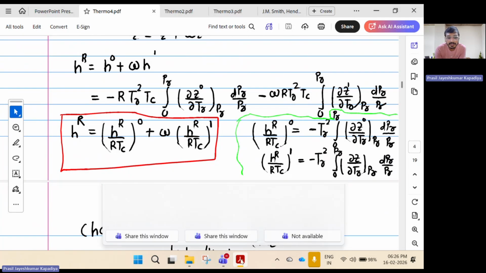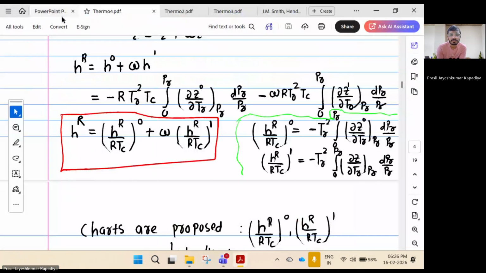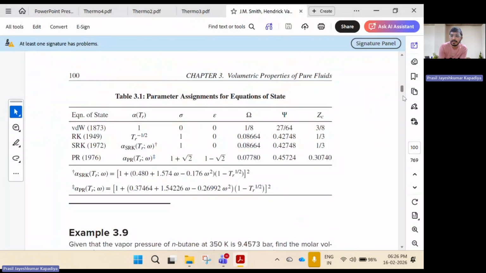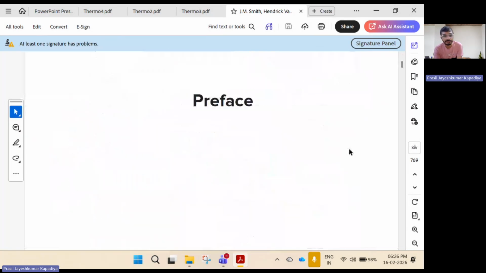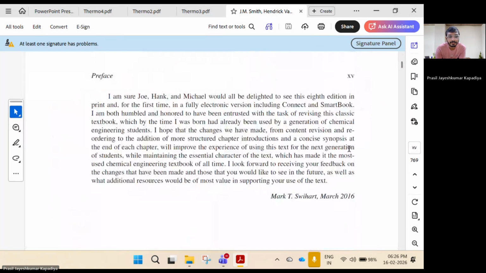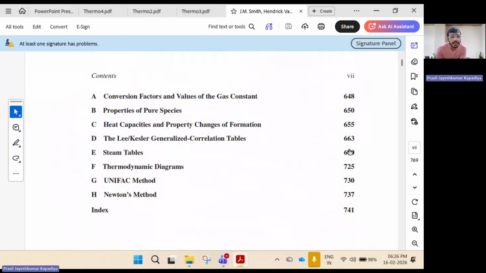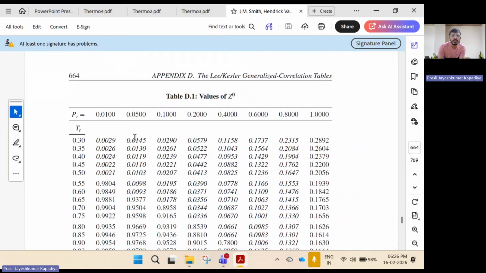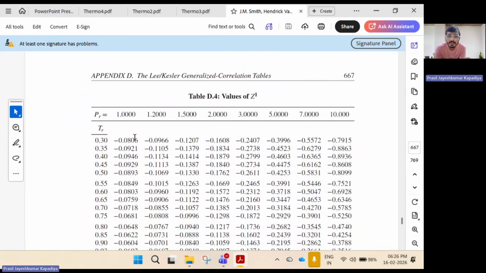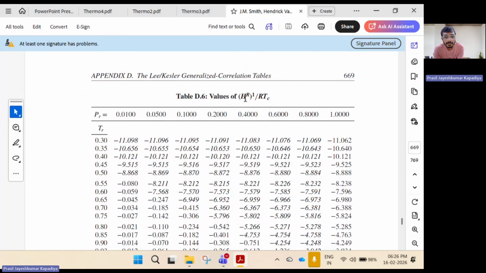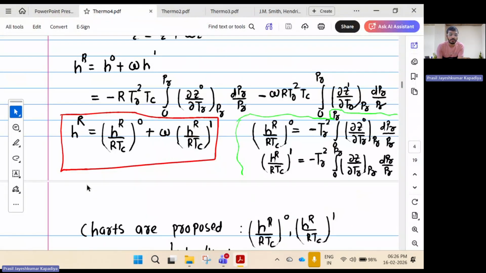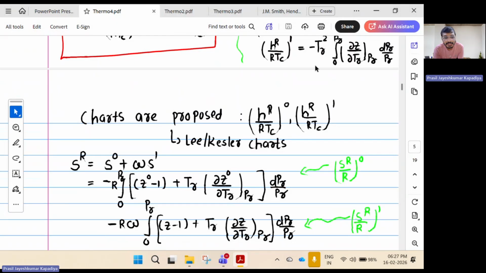So if we look at some charts, charts will be at the end. Charts are available. Let's try to go into the appendix first. Okay, so here, these are the tables. This is the Z naught and Z prime tables. Then similarly, H naught by RTC, HR naught by RTC, and HR prime by RTC. So if we know these two terms, we can easily estimate the value of residual enthalpy of gas. These are called Lee-Kesler charts.